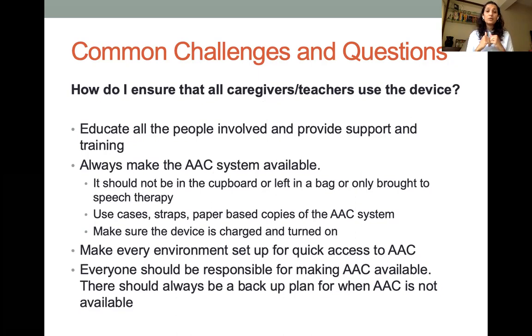You have to make sure it's charged. You have to make sure it's turned on. And every environment should have quick access to the AAC system. So everyone at home, everyone in school, or any other environment the person may go to. And always have a backup plan for when it's not available, which is the lighter tech options like having printouts.